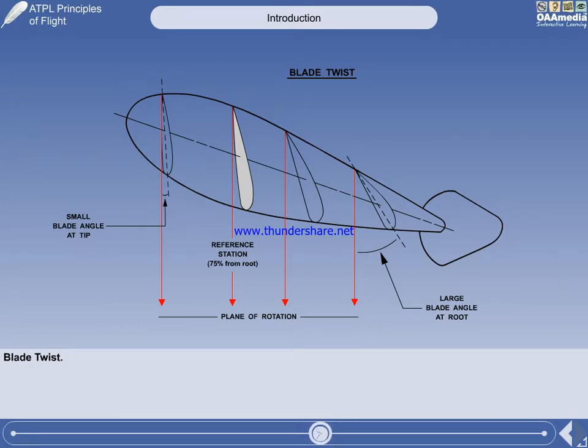You can see that the blade is twisted. The blade angle at the root is larger than the blade angle at the tip. The reason for blade twist is that the tip is moving faster through the air than the root. If there were no twist, the tip would generate more thrust than the root and would stress the blade. Blade twist gives an even thrust generation from root to tip.